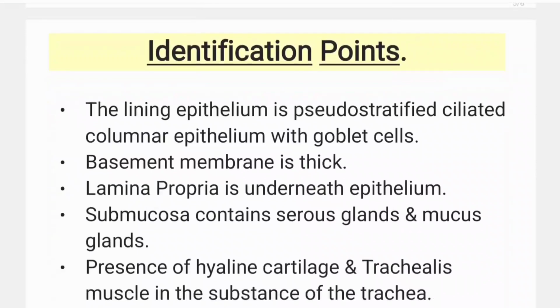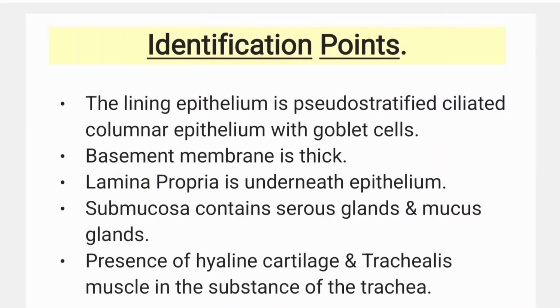Now we'll move towards the identification points on the basis of which we can identify that this is a slide of trachea. The lining epithelium is pseudostratified ciliated columnar epithelium, which we must mention with some goblet cells. The basement membrane will be thick. Lamina propria is underneath the epithelium, and the submucosa will contain some serous glands and mucous glands. Also the presence of hyaline cartilage and trachealis muscle in the substance of the trachea. So these are the identification points.